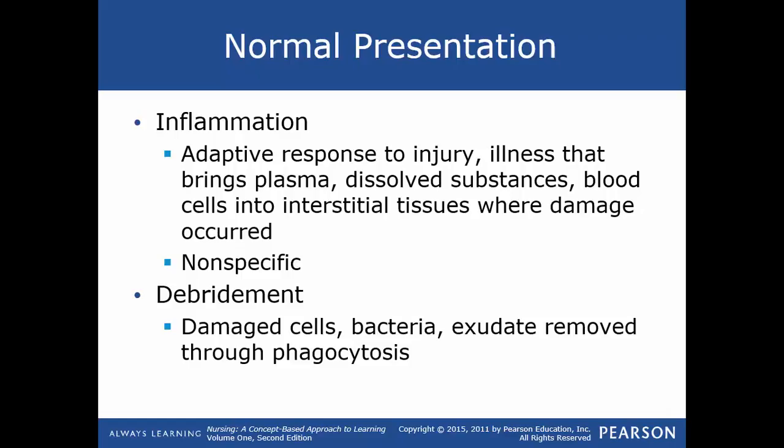During the inflammatory process, particulate matter, bacteria, damaged cells, and inflammatory exudate are removed through phagocytosis, and a large number of potentially damaging chemicals and microorganisms can be neutralized. This process is called debridement. Debridement does prepare the wound for healing. Adequate nutrition is essential for inflammation and healing to proceed.